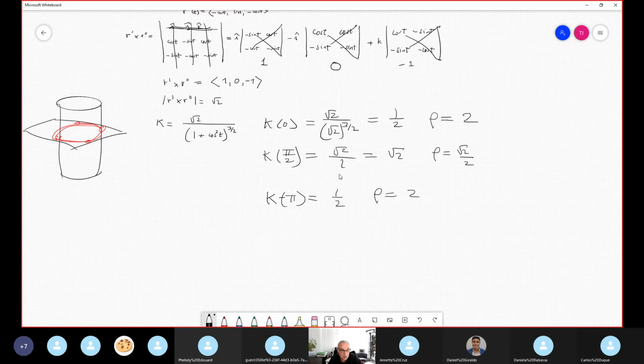There's a repetition because it's cyclical. And finally, 3 pi over 2 is similar to pi over 2. It's radical 2 and the radius of curvature is radical 2 over 2.